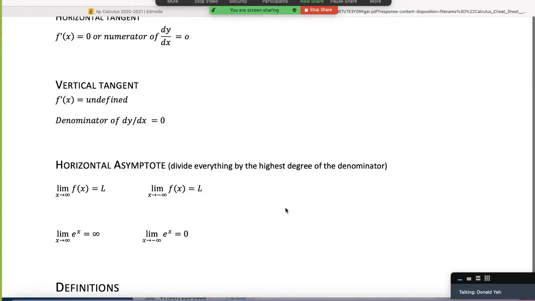So let me see if I can import this file. And we do that in here. So that's the things I will add on. So let me see if I can import it. So let me share screen. Okay, hold on a second. Let me find calculus cheat sheet. Sorry, let me go to Emodo.